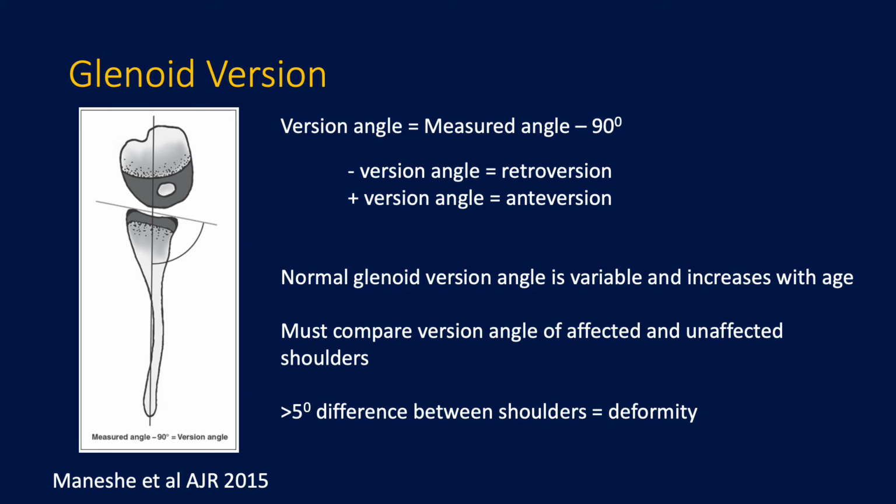The glenoid version angle is variable and increases with age, so we must compare the version angle of the affected side and the unaffected side. And more than 5 degrees difference between the two shoulders is considered deformity.